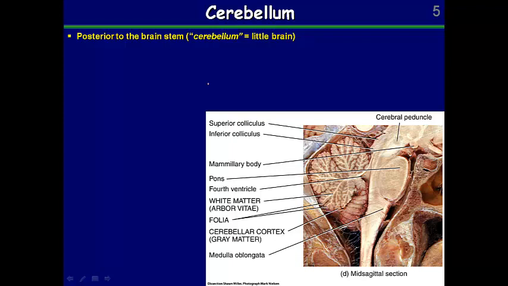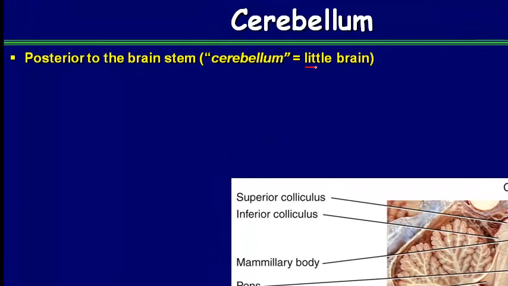The next portion of the brain to discuss is the cerebellum. The cerebellum, which means little brain, was named because when we were first studying the brain, it looked like there was a large portion of the brain, the cerebrum, and then a smaller portion called the cerebellum, and since then we've identified many other regions. But the cerebellum is located posterior to the brainstem.